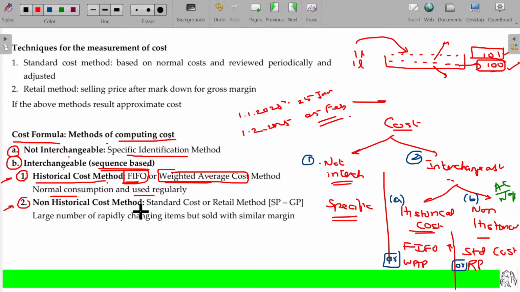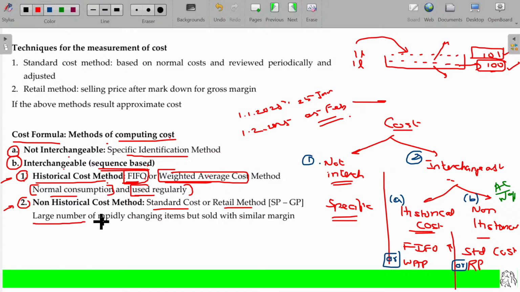Normal consumption, usually used. Normal consumption and used regularly. Okay, based on normal consumption, you have to calculate, and the method you use for valuing the stock will be followed regularly. Non-historical cost method, standard cost and retail price method is there.